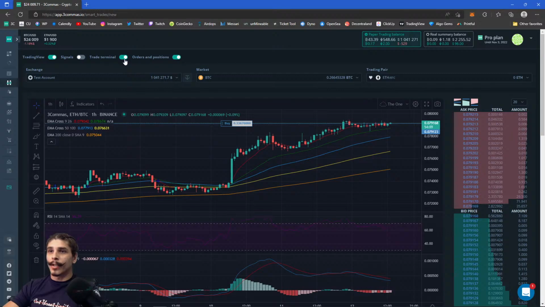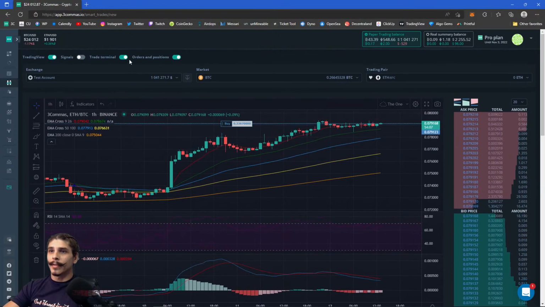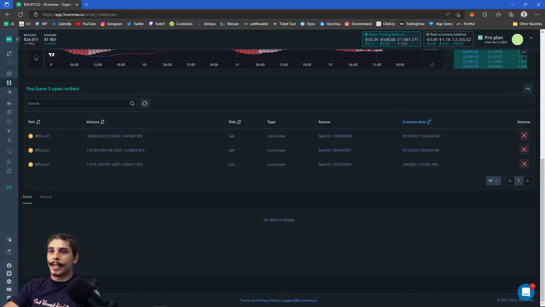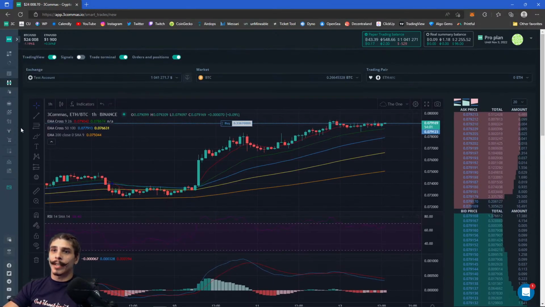So then we have the trade terminal. So that's this stuff down here. I'll turn it off real quick. And then you see it's gone. So now we don't have any of that stuff to make trades. And we're going to talk about how to make trades on this trade terminal in just a little bit.